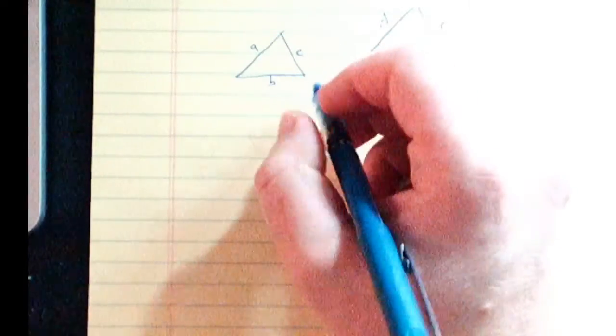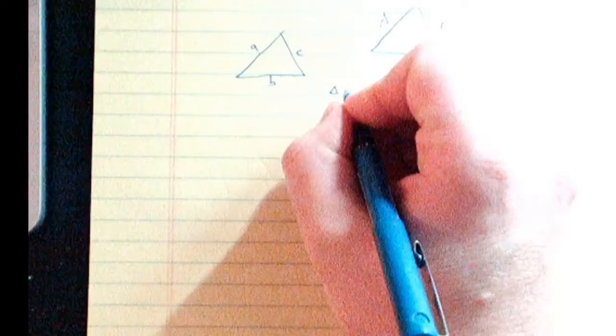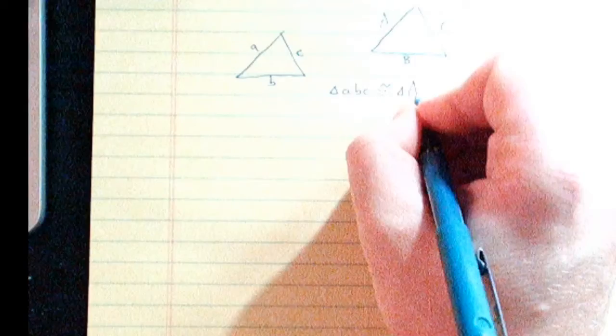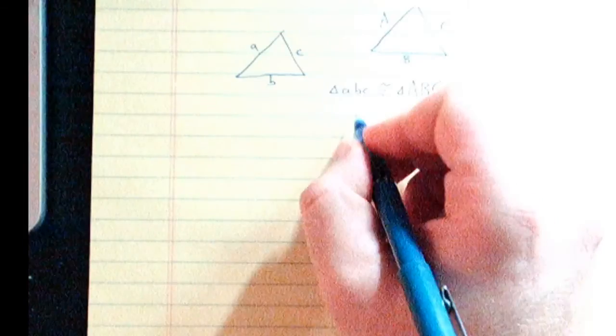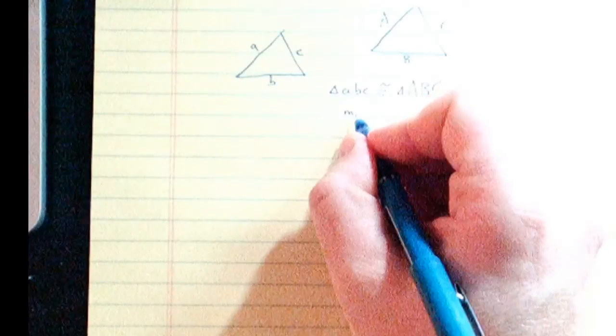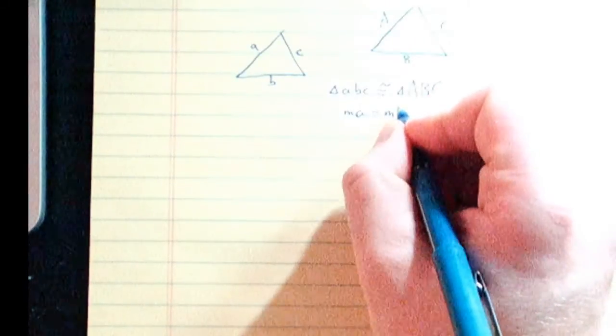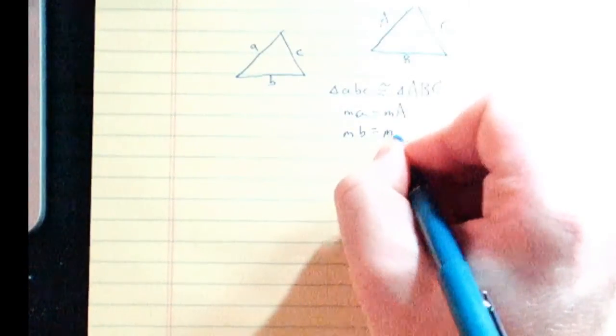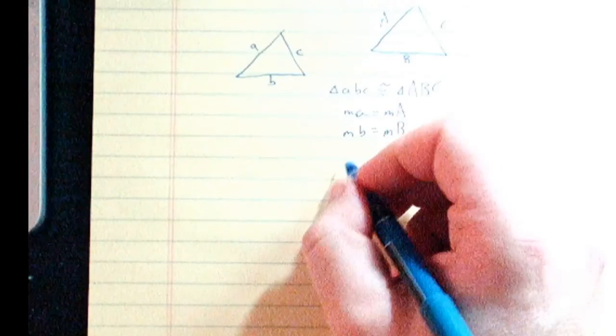So if triangle ABC is congruent to triangle ABC, then the measure of A is equal to the measure of capital A, they have the same length. Measure of B is equal to measure of B, they have the same length, and so on.